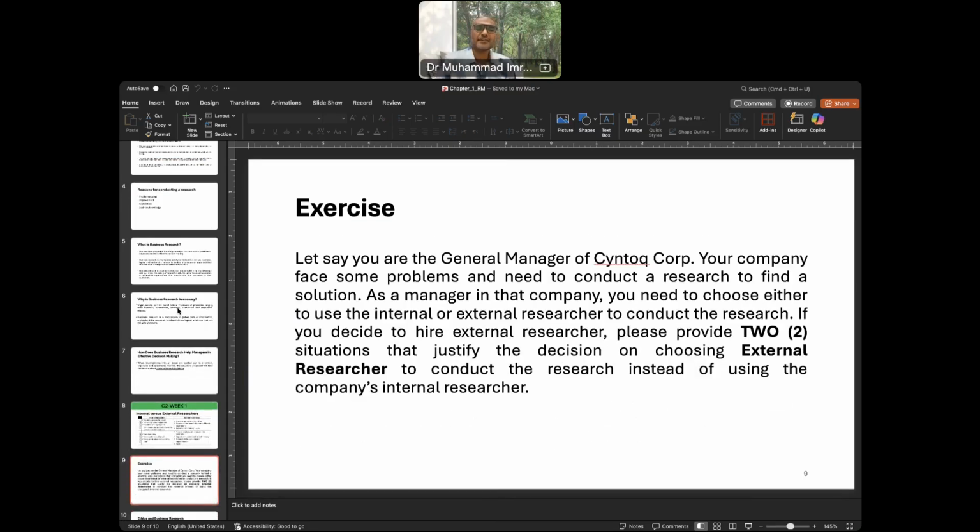So here is the exercise, my dear students. You can read this and try to solve it. Please provide two situations that justify the decision to choose an external researcher to conduct the research instead of using the company's internal researchers. This is for your information. Please read and give me the answer in our question and answer sessions.